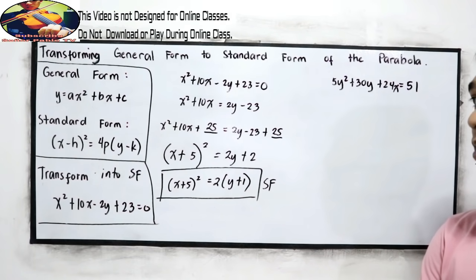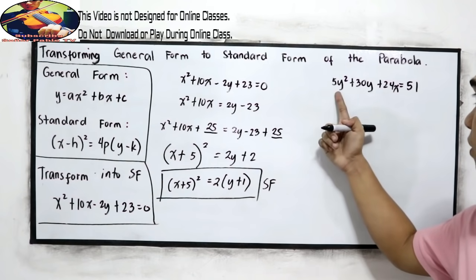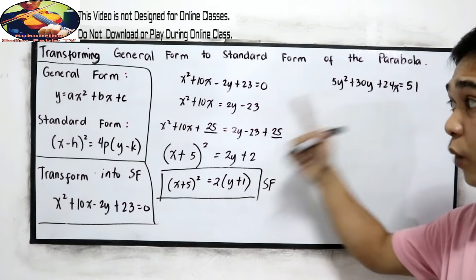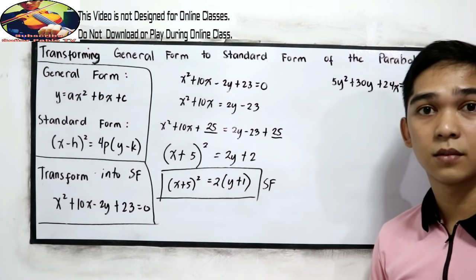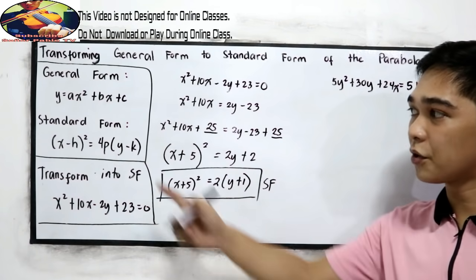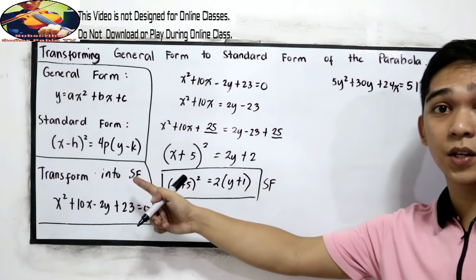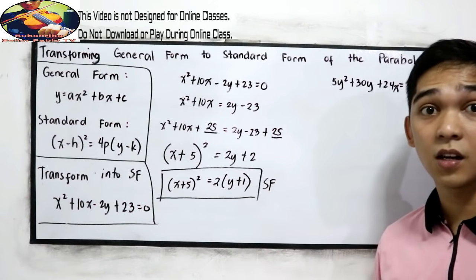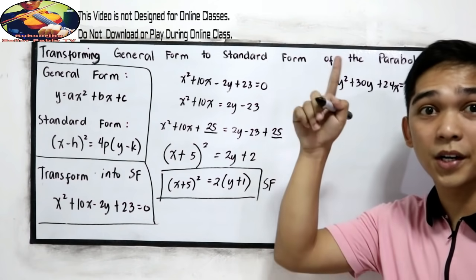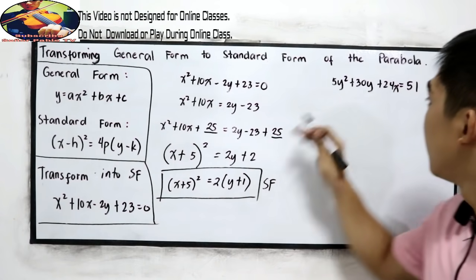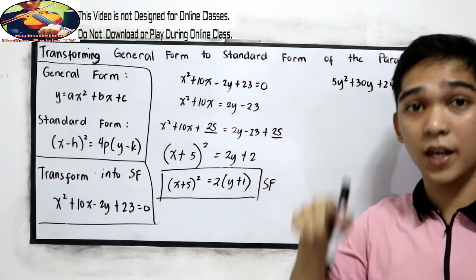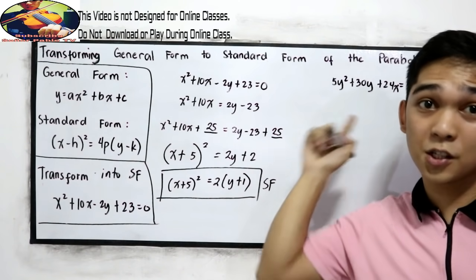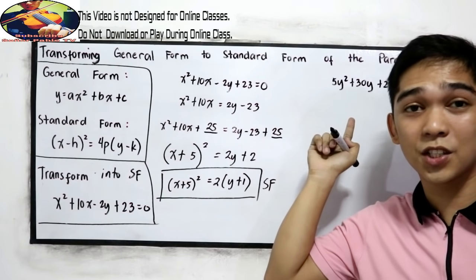So, in this case, we have y squared. So our y squared must be a perfect square trinomial. In our standard form, it depends on the openings of the parabola. So go to our first video. If you want to try, pause the video, then try to answer this problem. Then after answering, resume watching to check your answers.